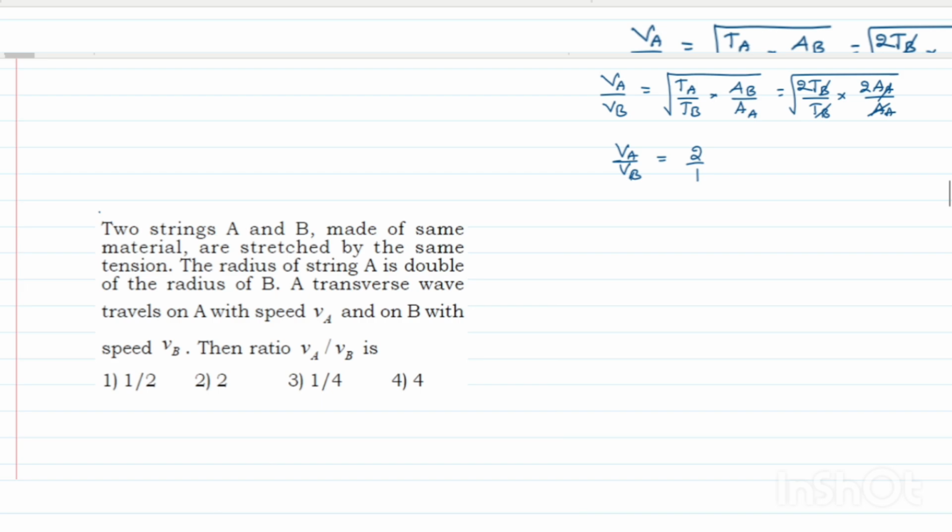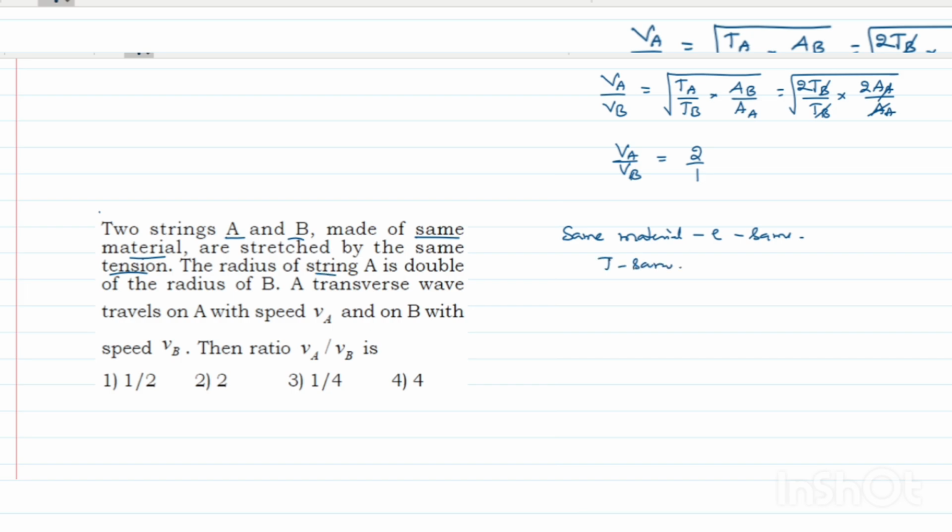Let us see the next question. The next question says 2 strings A and B are given, made up of the same material. Same material in the sense, the density rho remains the same. They are stretched by the same tensional force. Here tension is also given as the same.